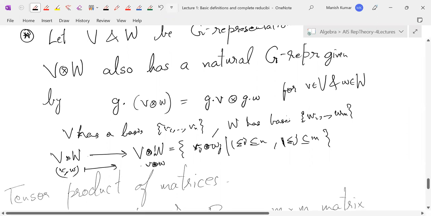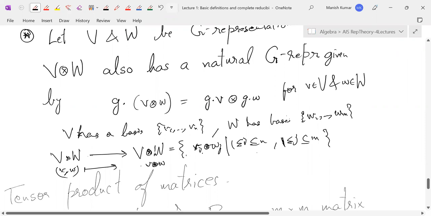So this map, if you fix w, is linear in v. If you fix v, it's linear in w. And so the tensor product, you think of it as a vector space with basis these kinds of symbols, together with this linear map. So the dimension of V tensor W is just m times n, because you have that many basis terms.